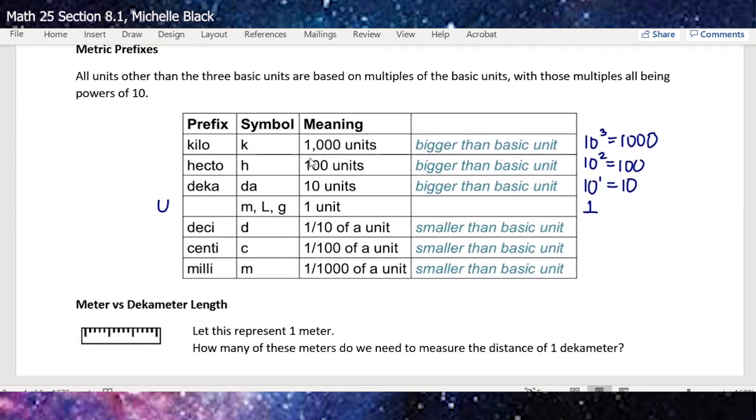Now let's look at the ones that are smaller. So if I wanted to measure a decimeter, I would only need the same length as 1/10 of our meter, or 10 to power -1. And if I wanted to measure a centimeter, I would need only 1/100th of a meter, or 10 to power -2.